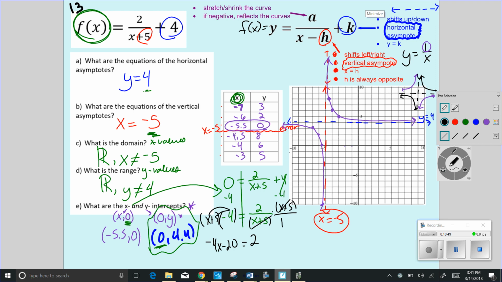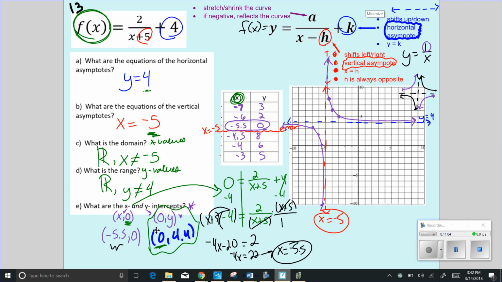Okay, then add the 20 over to the other side. So you have 22. And then divide everything by negative 4. So 22 divided by negative 4 is negative 5.5, which we had in our table. And that is how you graph a rational function.